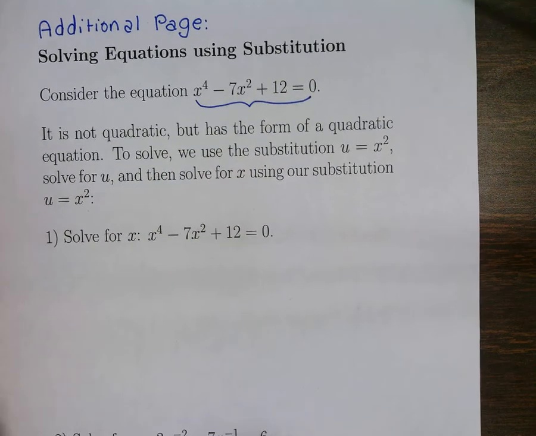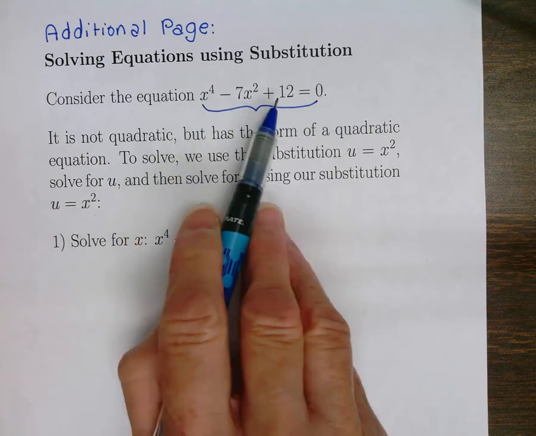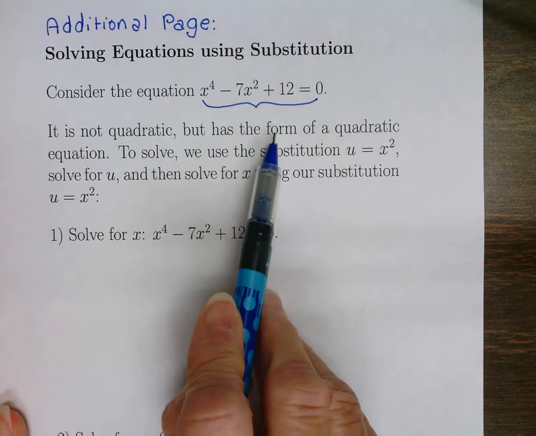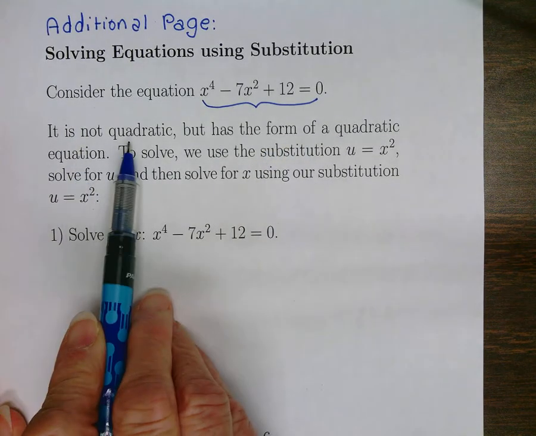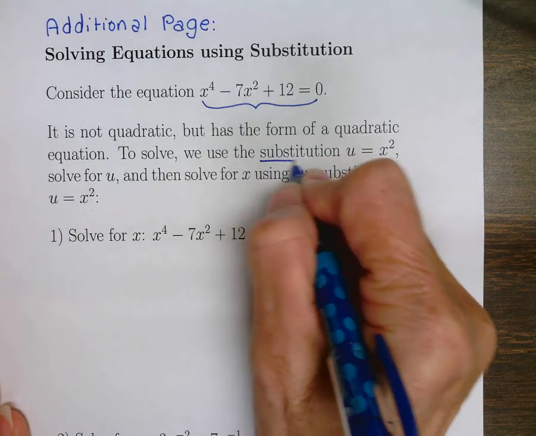And at first glance we say, oh, it's a quadratic, but it's x to the fourth. We would like it to be a quadratic though, because it looks like it should be in the right form. So we simply notice that it has the form of a quadratic equation without being quadratic. And so to solve it, we're going to use a substitution.